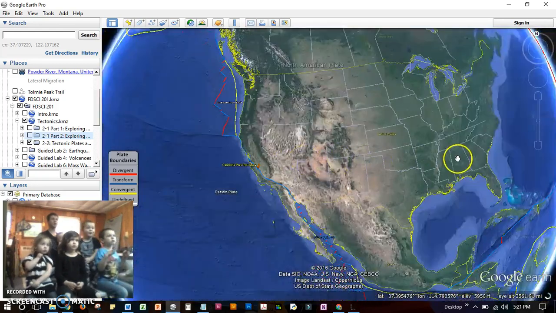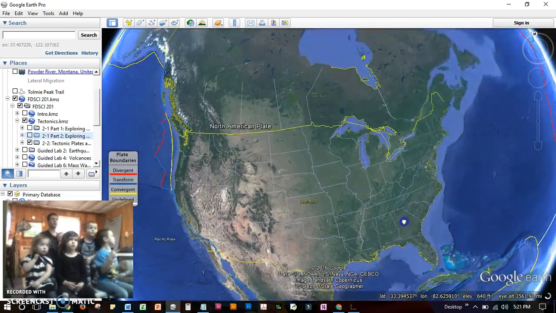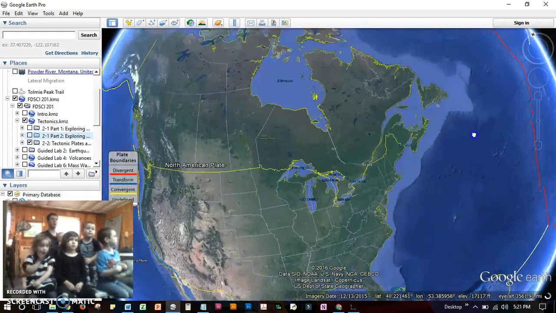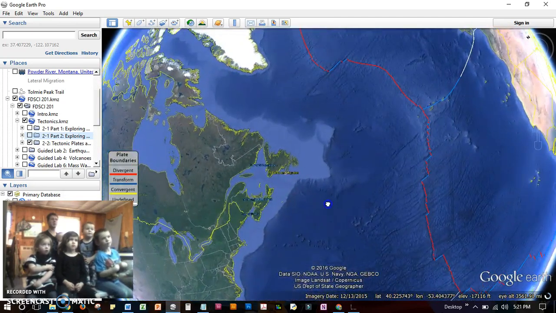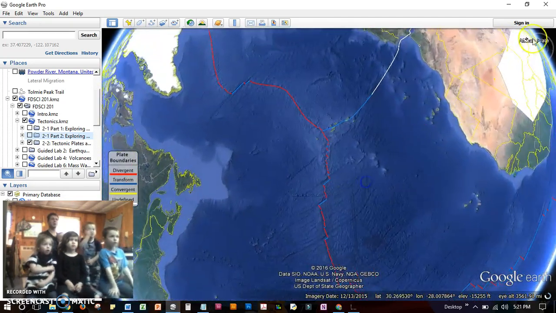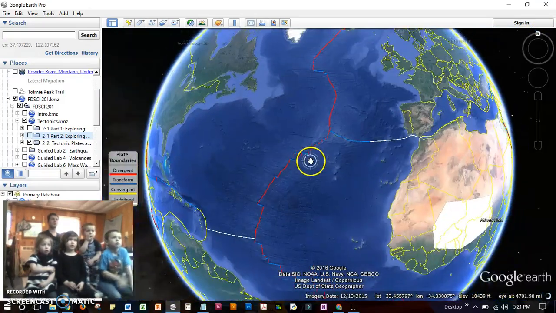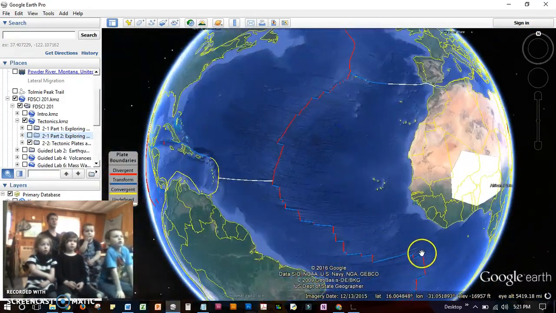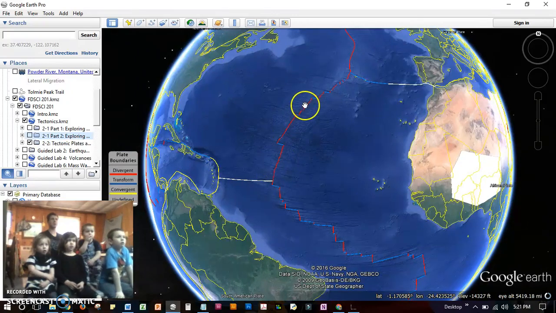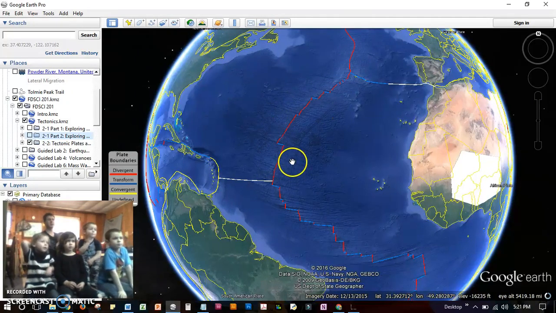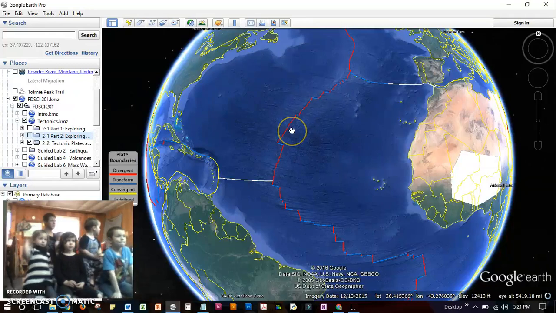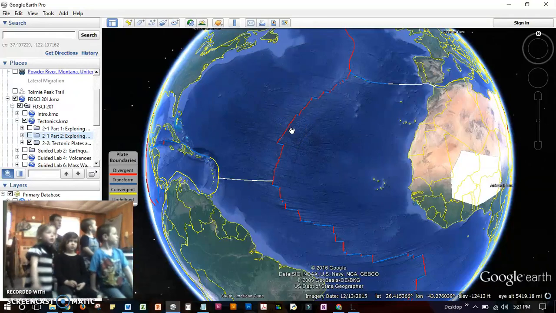Okay, I'm going to show you a couple more places. So this one right here. Look at this big, huge red and blue zigzag that goes all the way around. This is called the Mid-Atlantic Ridge. This is another place where new crust is being made, new land is being made.